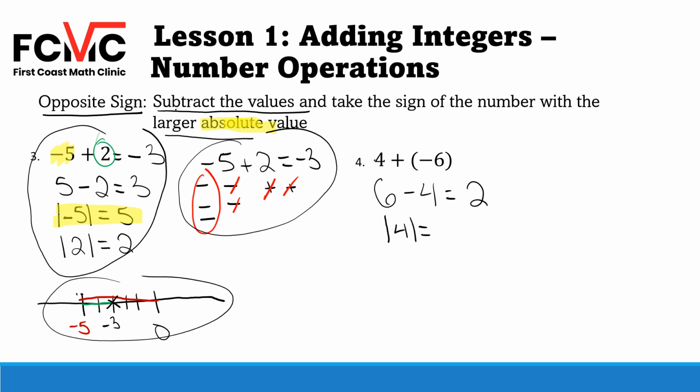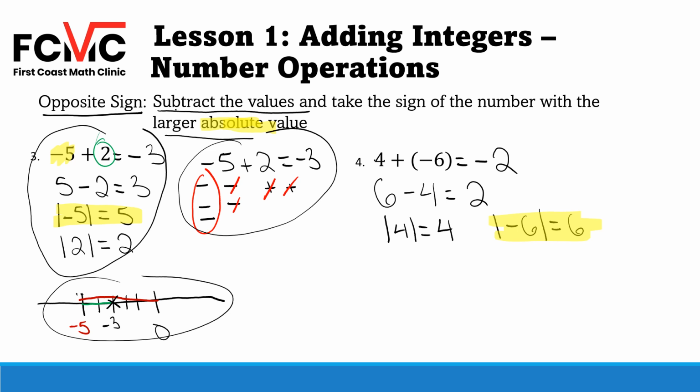Now I want the absolute value of my numbers. Absolute value of 4 is 4. Absolute value of negative 6 is 6. Well, which of these two numbers has a larger absolute value? The absolute value of negative 6 is larger, right? So the sign of our answer should be negative, so this is going to be a negative 2.